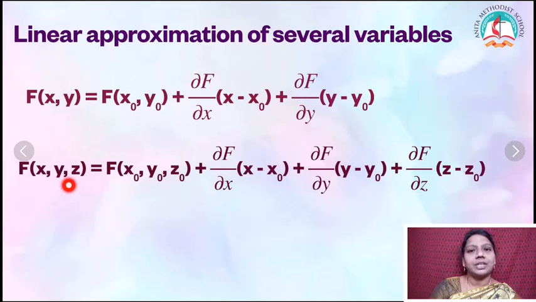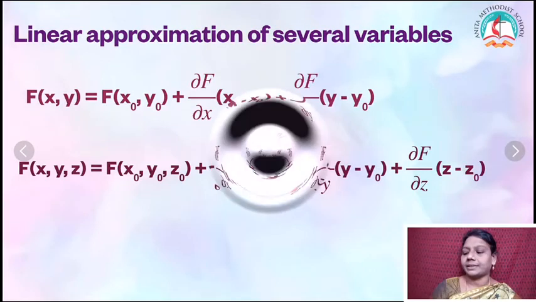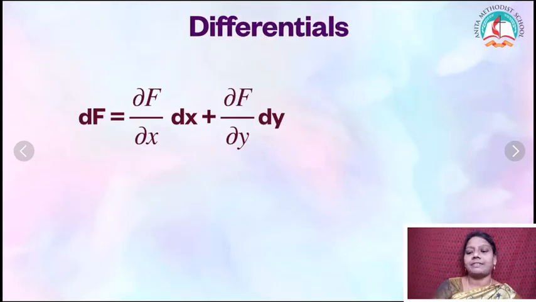Supposing I have three variables, then I get f of x naught, y naught, z naught. Since I have three variables, I have to find dou f by dou x, dou f by dou y and dou f by dou z, and substitute the points in these three partial derivatives. Okay.